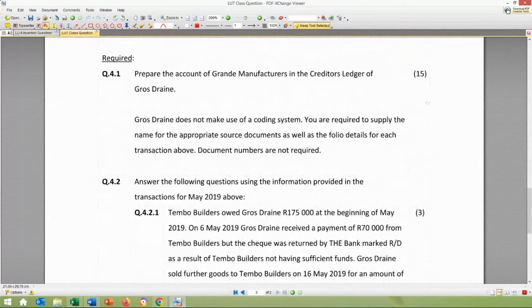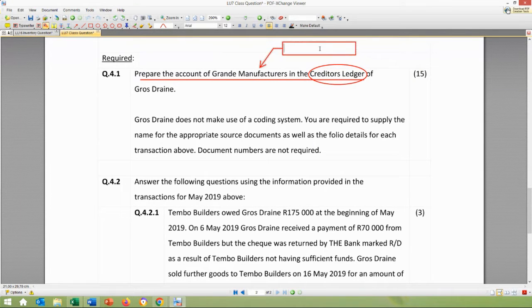Okay, so let's see. The first thing we are required to do is prepare the account of Grant Manufacturers in the general ledger, the creditors ledger. So the first thing we need to know is we are busy with the creditors ledger, which means on the credit side, we increase the account, and on the debit side, we decrease the account.